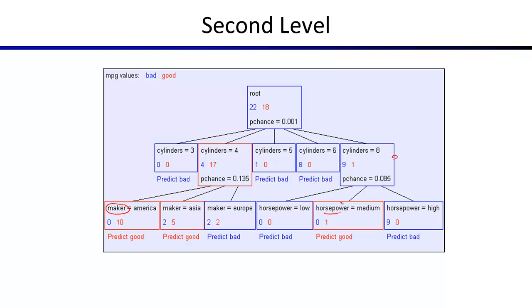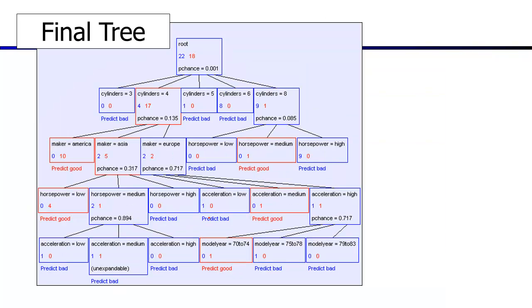At this point, what are we left with? This one is done, this one is done, this one is done, this one's done, this one's done. Here we still have a distribution, that is, we haven't really distinguished yet between good and bad at the finest level, and then these two are done too. So we have these two left here to make further splits on. Keep doing this, this is what you end up with as your final tree.